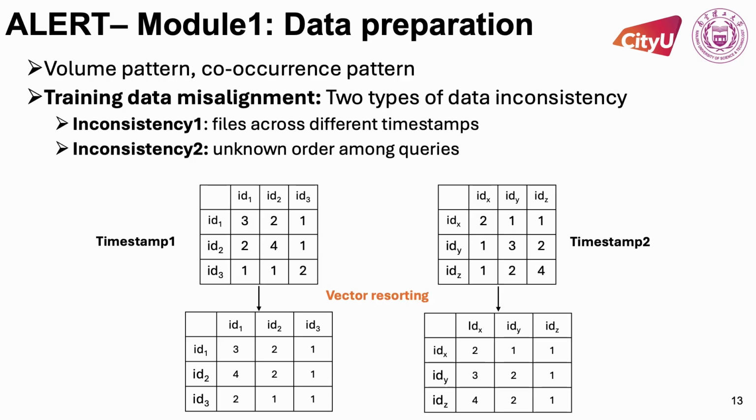The second inconsistency is that the co-occurrence feature depends on the order of queries, which is not accessible in real targeted databases. For example, in the two matrices shown in the figure, the matrices are actually identical, but due to different query orders, they produce completely different features. To address this, we re-sort the vectors in the training data to remove order information to ensure its alignment with the test data.